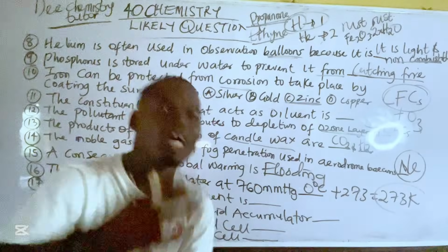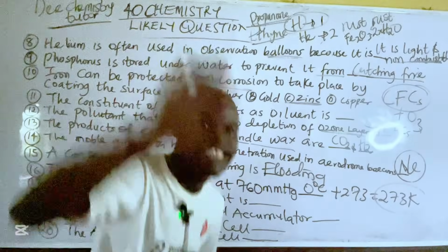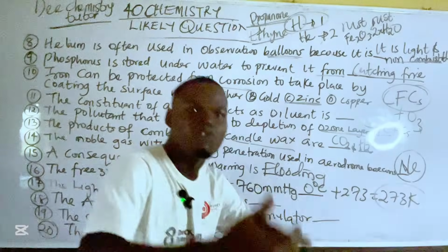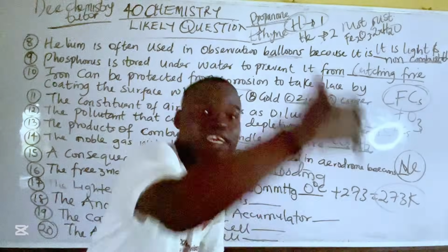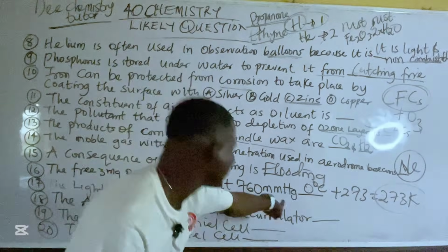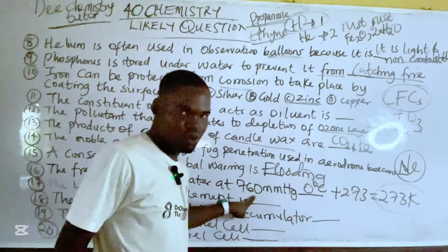If I now ask you the boiling point, it will be 100 degrees Celsius. Or by adding 273 to it, you also form 373 Kelvin as the boiling point of water at this pressure, which is standard.